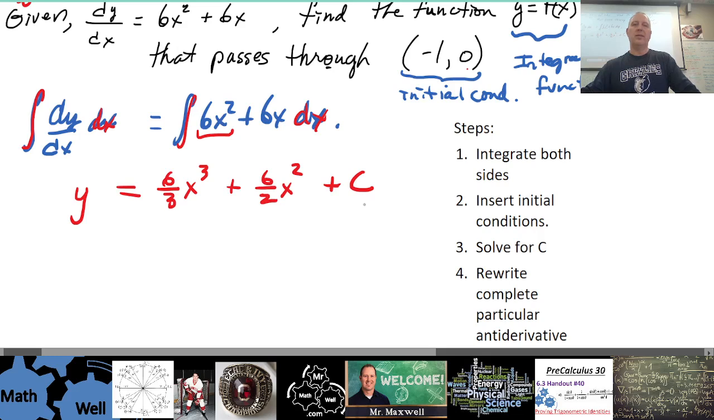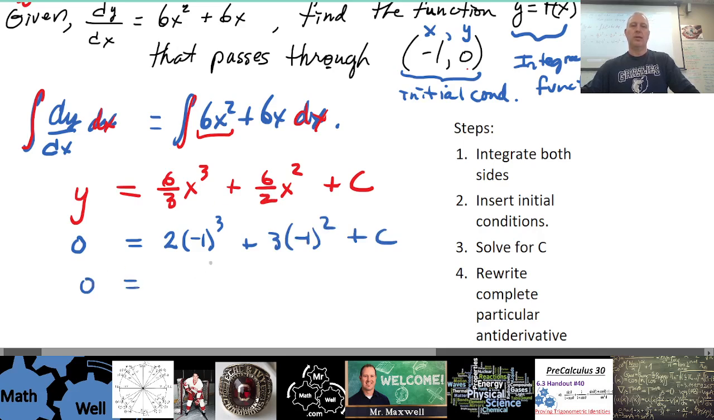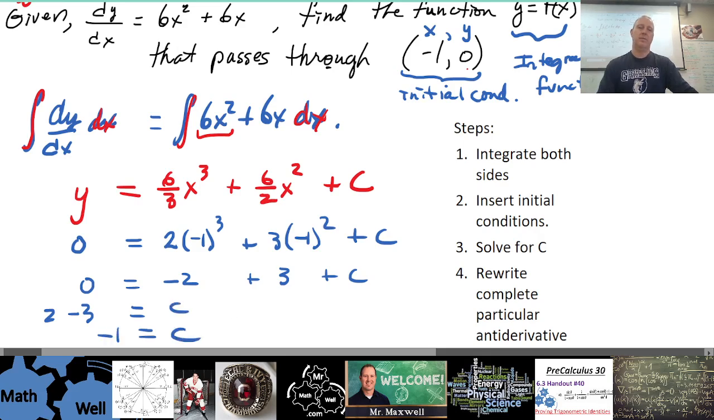So we want to find out what the c is. So -1 is going to be our x value, and 0 is going to be our y value. So 0 equals 6 over 3 is 2, so 2 times -1 cubed. 6 over 2 is 3 times -1 squared plus c. So this is going to be 0 equals, that's going to be -2 plus 3 plus c. 2 minus 3 is going to be over on this side, and so we have -1 equals c. Does that look good? Yeah.